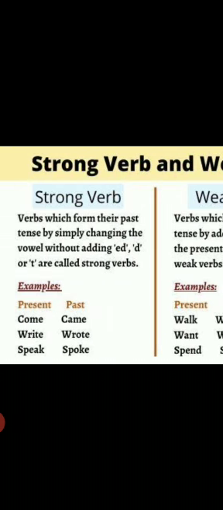Now we have strong verbs as well, the verbs which form their past tense by simply changing the vowel, without adding ed, d, or t. Like a few examples: come becomes came, write becomes wrote, speak becomes spoke. In come I am just replacing o with a, it becomes came. Write, i with o, it becomes wrote. Speak becomes spoke.